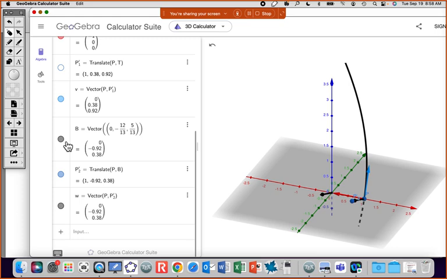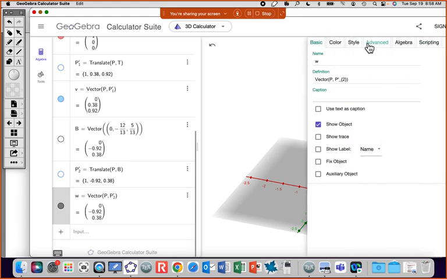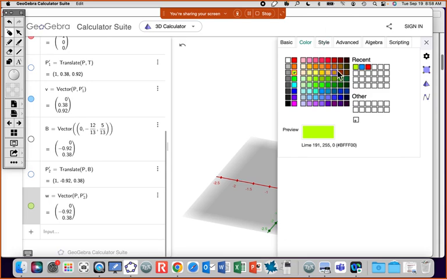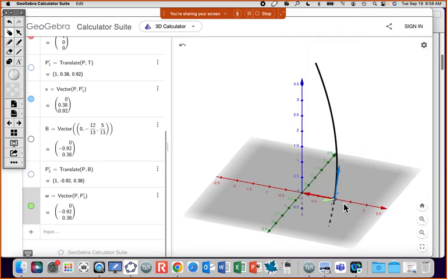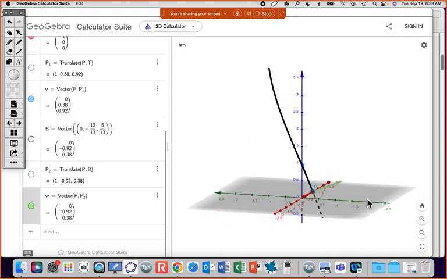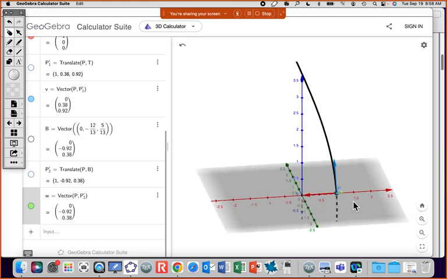And we'll take this off. There we go. GeoGebra's getting a little wonky on me. I don't know. What do we want to make this? Green? That's an obnoxious green. There we go. There it is. And that's the B vector. So you can see with T, N, and B, you have a portable three-dimensional coordinate system that follows you around.